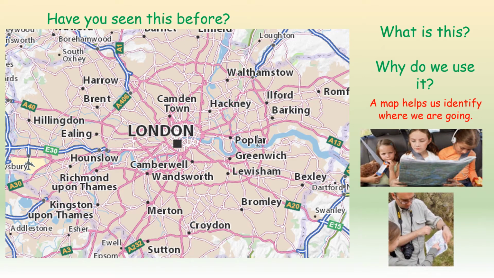We use maps as it helps us identify where we are going. So if you travel to a new country or a new city and you are trying to find your way around the country or city, the map will help direct you to where you need to go. That is the main reason why people use maps.